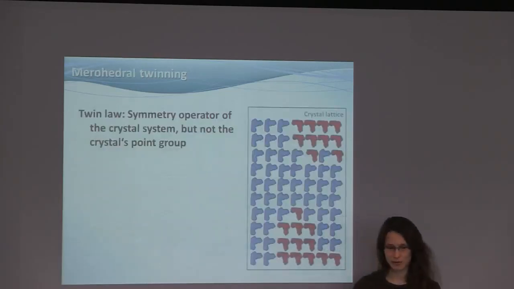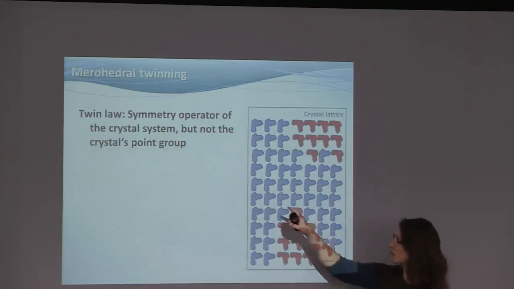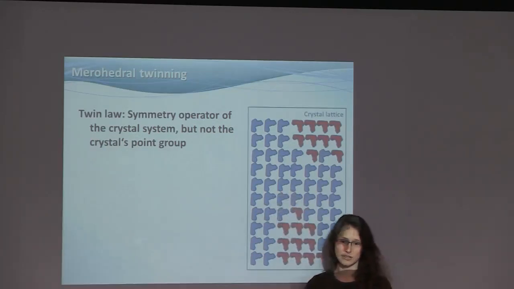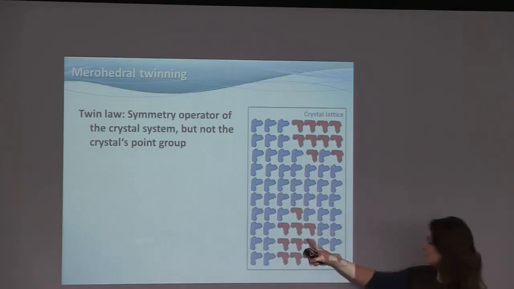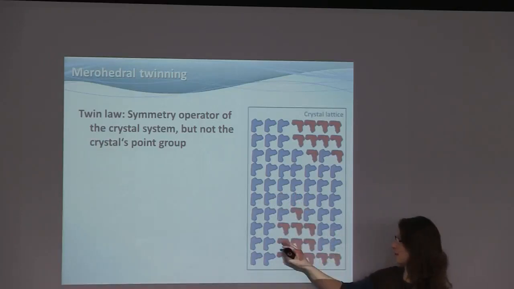So we are going to go through these three categories. The first one is merohedral twinning. In merohedral twinning, the twin law is the symmetry operator of the crystal system, but not of the crystal's point group. So it looks in real space perhaps like this.